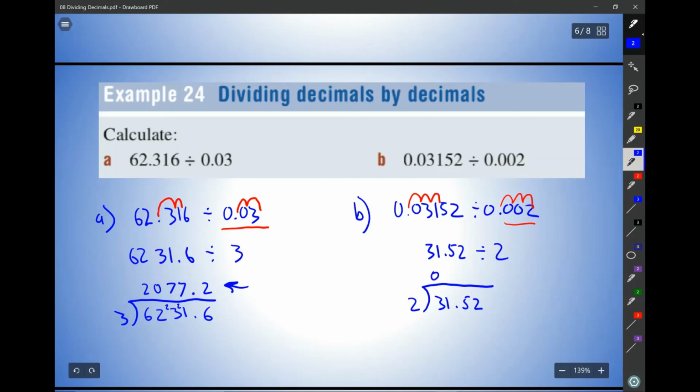3 divided by 2 can't go. 31. Oh, sorry, I made a mistake there. 3 divided by 2 is 1, with 1 left over. Sorry about that. 11 divided by 2 is 5, with 1 left over. The decimal point stays in the same spot. 15 divided by 2 is 7, with 1 left over. And 12 divided by 2 is 6. And that is our answer.